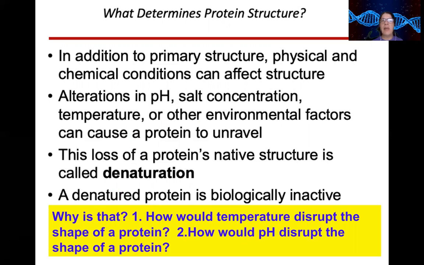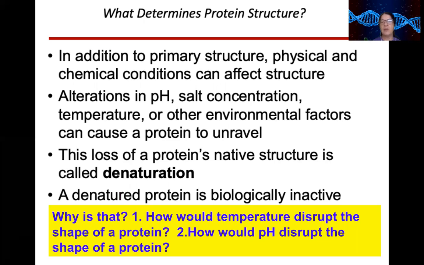However, proteins may fold correctly, they may fold incorrectly, they may partially unfold, or they may completely unfold, depending on the environment they're placed in. So physical and chemical conditions can affect the structure of a protein. Changes in pH, changes in salt concentration, changes in temperature, or other environmental factors can cause a protein to partially unfold, partially unravel, or completely. It could be partial, it could be complete. It depends on how harsh the environment is.